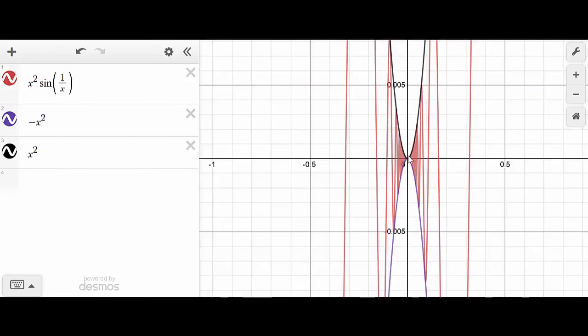We could zoom out if we wanted, change the window settings, but you can see what's going on with that graph. And this is the idea behind the squeeze theorem: if you can find a function that's always smaller and a function that's always larger, and those two functions have the same limit, then the function in the middle is going to agree. It's going to have the same limit because it can't help it. It's squeezed from above and it's squeezed from below.